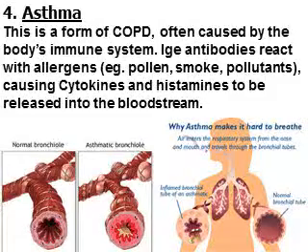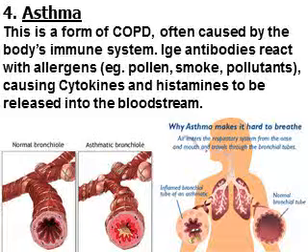Asthma, it's a type of COPD. It's often caused by the body's own immune system, IgE antibodies. These are proteins that are going to react with allergens. Allergens tend to be harmless substances such as pollen, smoke, or pollutants. And so this causes the release of cytokines and histamines, and they're going to flow in the bloodstream, and they're going to start constricting the bronchioles, which are branches off the bronchi.